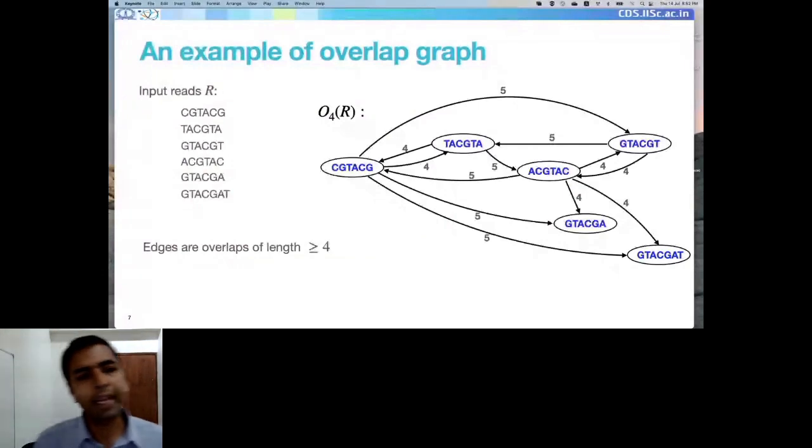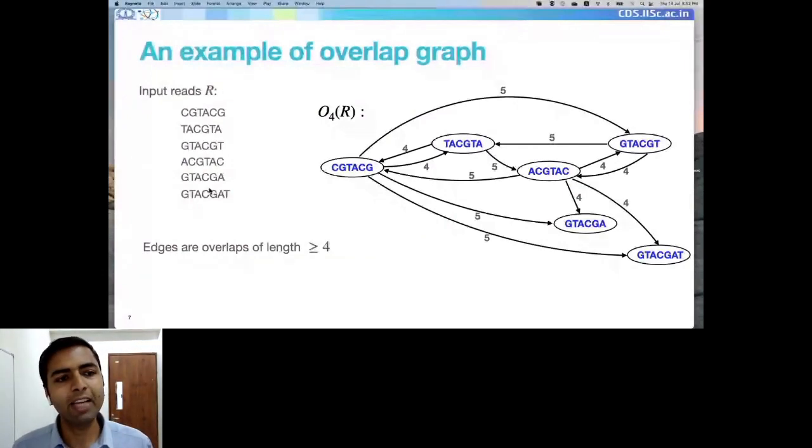Now, just to see a quick example of an overlap graph, here I've shown you a toy example containing 6 reads. Accordingly, each vertex corresponds to a read, and the edges correspond to overlaps of length greater than or equal to 4, because here I'm showing you the overlap graph while allowing minimum overlap length 4.